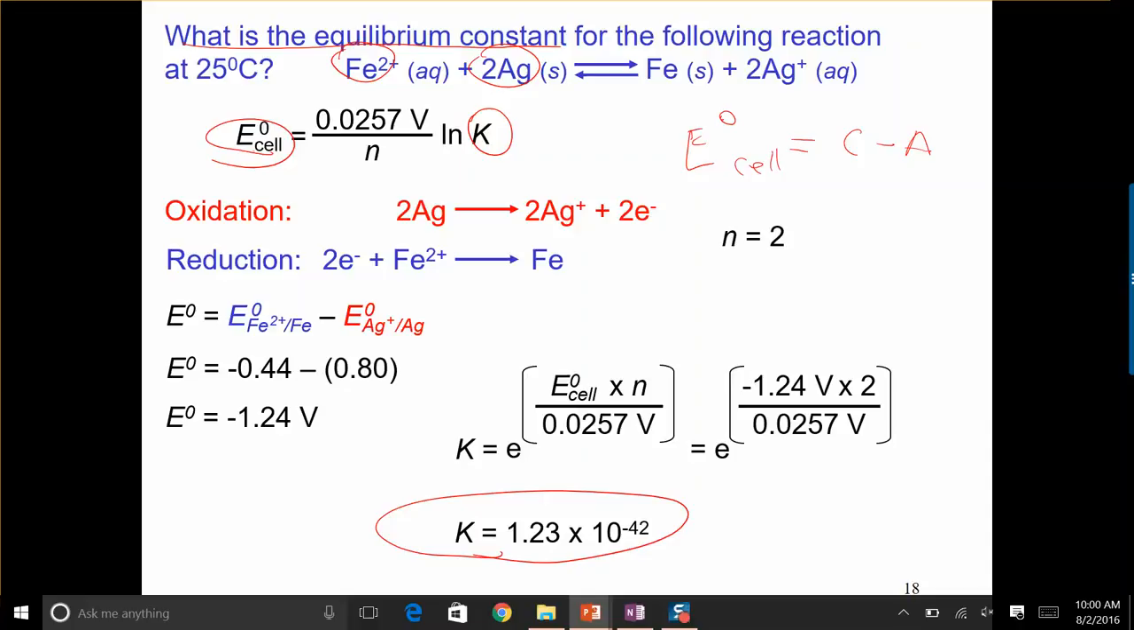Yes, it's a very small constant. You seem concerned about that, Patrick. Okay with it? Sure. Okay. So that's a bad time to find out.